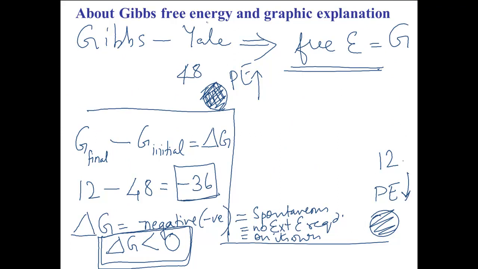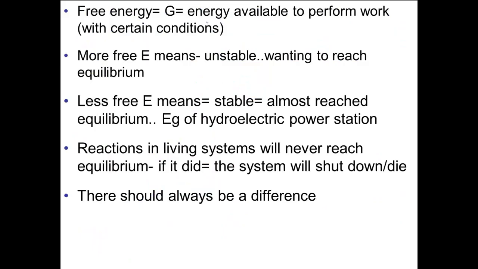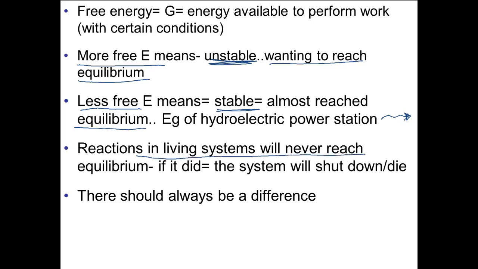Once that's explained, free energy is the energy available to perform work under certain conditions. The more free energy that is available, the more unstable it is and it wants to reach equilibrium. Less free energy means it is stable and it has reached equilibrium. Now, I want to use this example on the next page. Just before that, reactions in the living system will never reach equilibrium.